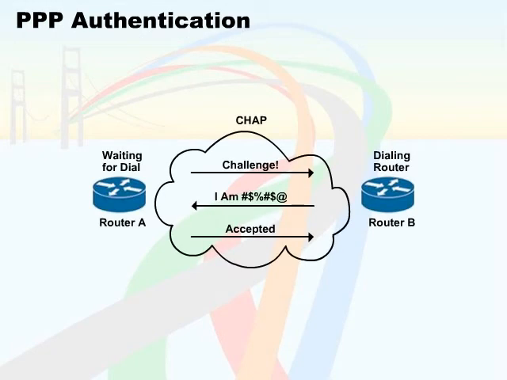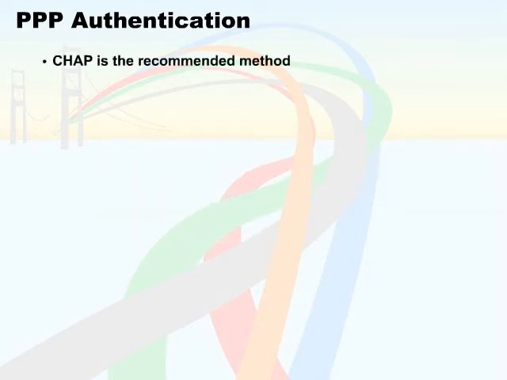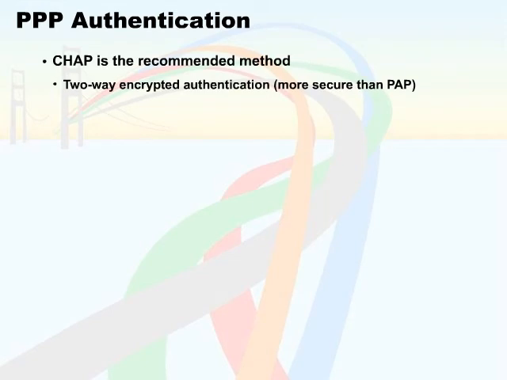Now, as I've said, PPP supports two types of authentication, PAP or CHAP. Challenge Handshake Authentication Protocol is the recommended method, and it does provide two-way encrypted authentication, which is much more secure than the standard PAP. What you have to think about with the Challenge Handshake Authentication Protocol is that when the line comes up, the access server on either end is going to issue a challenge message.